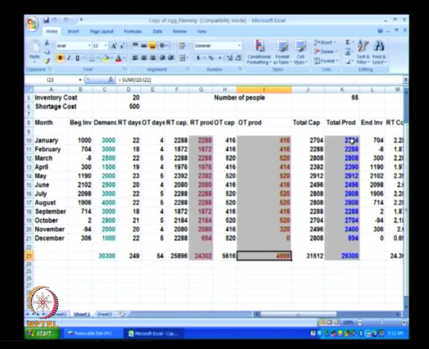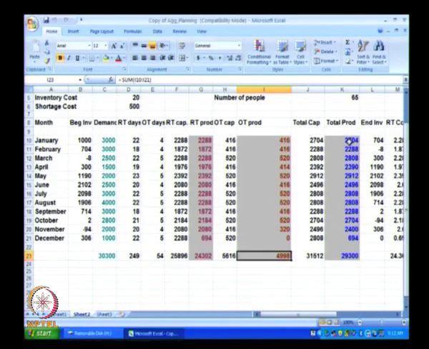The moment we fill 2704, we can assume that the maximum possible 2288 will go to regular time production and the balance will go to overtime production. This is because regular time production is assumed to be cheaper than overtime production, and therefore the moment we decide on 2704, we will produce the maximum possible through regular time and the balance will come to overtime.